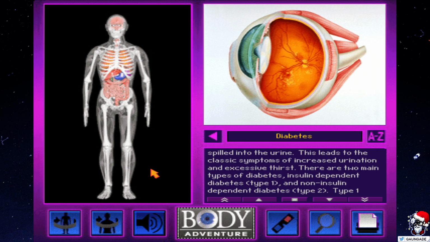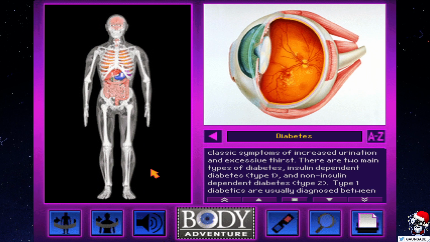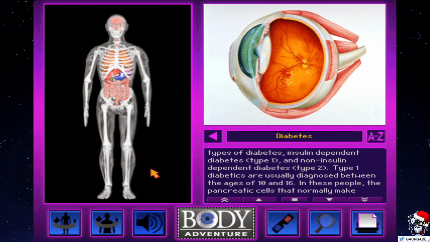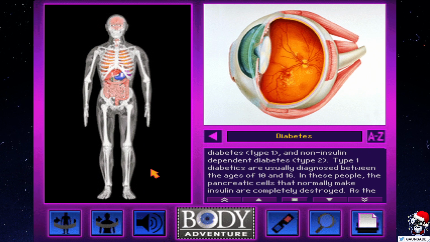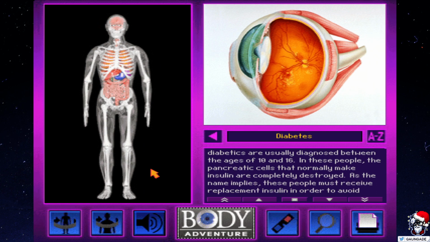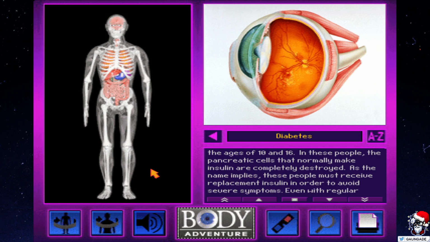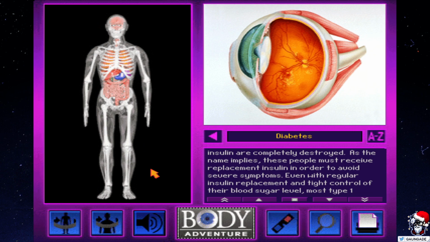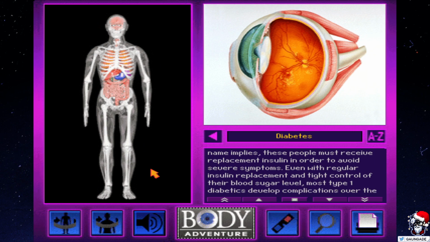There are two main types of diabetes: insulin-dependent diabetes type 1 and non-insulin-dependent diabetes type 2. Type 1 diabetics are usually diagnosed between the ages of 10 and 16. In these people, the pancreatic cells that normally make insulin are completely destroyed. As the name implies, these people must receive replacement insulin in order to avoid severe symptoms.